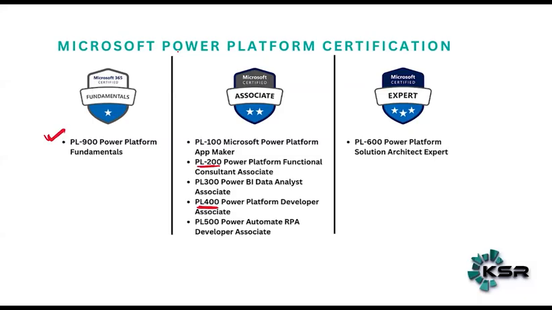Then you can go for Power BI if you want to become a data analyst. Then you can go for the functional consultant if you want to become a Power Platform consultant. Then PL 100 is for Power Apps. Then PL 500 is for RPA developer, as I mentioned, Power Automate Desktop. And if you want to become an architect, you can go for this one. Clear?